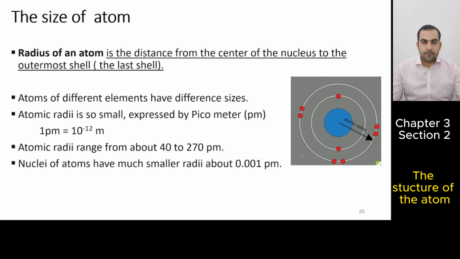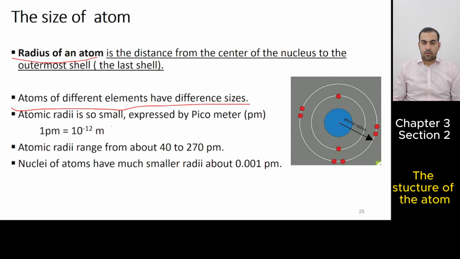The size of the atom. Look, atoms have size, and atoms of different elements have different sizes. How can we measure the size of atoms? By measuring the radius of the atom. The radius of an atom is the distance from the center of the nucleus to the outermost shell, the last shell. Look, this is the center of the nucleus and this is the outermost shell. So the distance from the center to the outermost shell is the atomic radius.